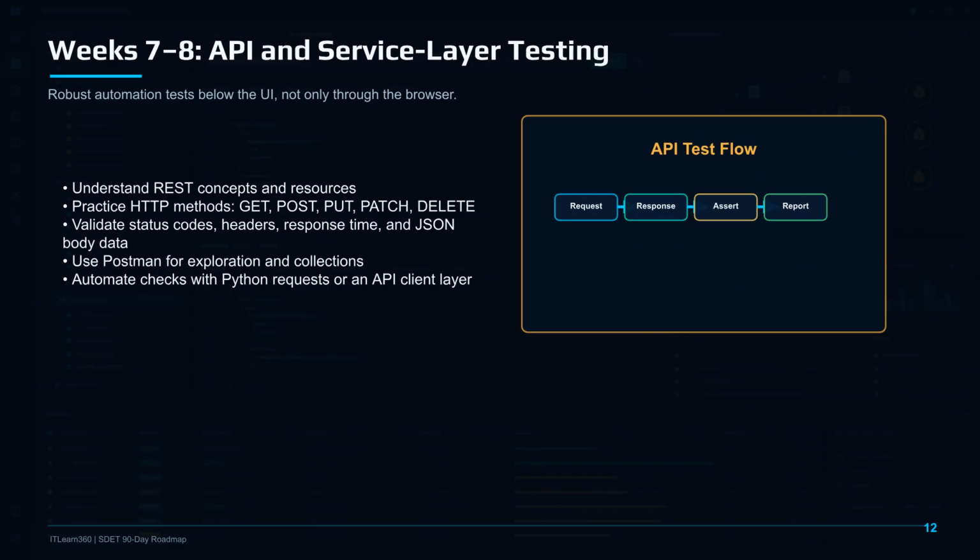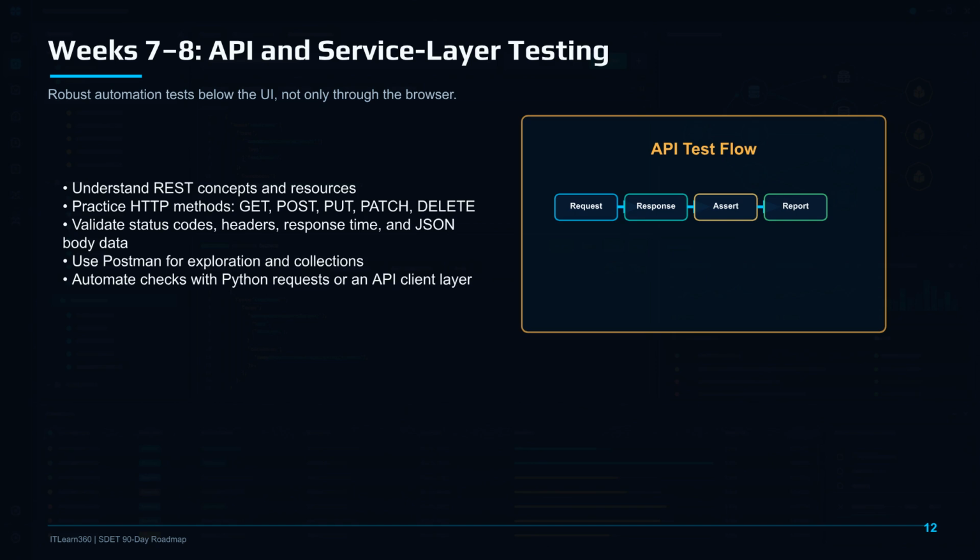During weeks 7 and 8, the focus shifts to API and service layer testing. A strong automation engineer does not test everything through the browser. Many important validations are faster and more stable at the API layer. Start by learning REST concepts, resources, HTTP methods, status codes, headers, request bodies, response bodies, and JSON payloads.